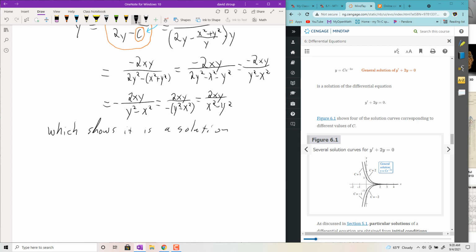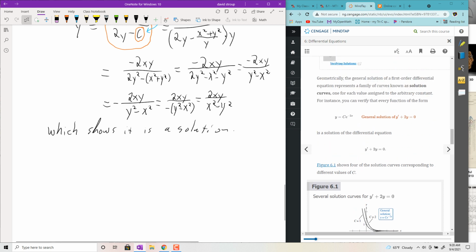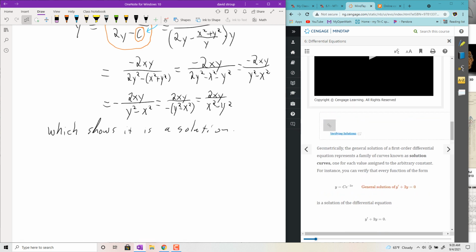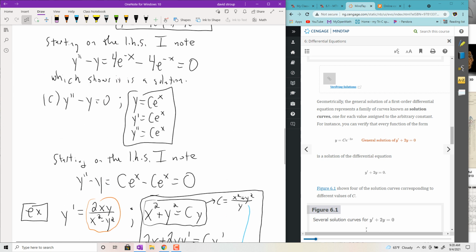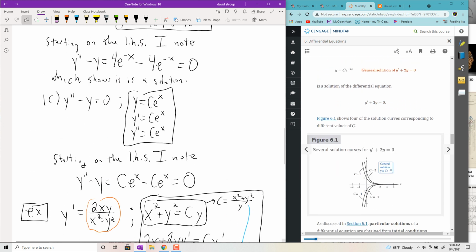Okay, so I just wanted to show you one that was a little bit more complicated than the other ones. Okay, so back over here at the book, they start talking about solution curves, and that's what happens when you graph this general solution. You're not just dealing with one curve, you're dealing with a bunch of curves. And for each value of c that you choose, you get a different solution curve.